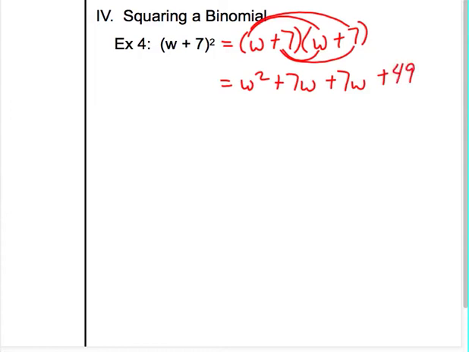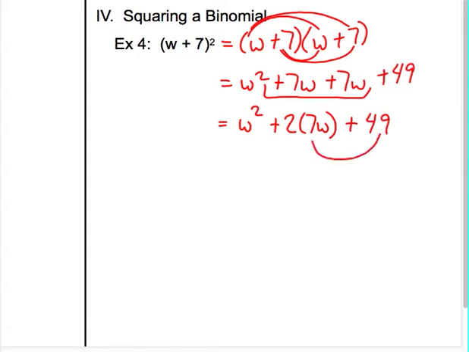So I'm going to write this a little differently than we saw before when we combined our like terms. Notice that my first term, w squared, is a perfect square. My middle 2 terms are the same thing, so I can rewrite that as 2 times 7w. And then my last term is a perfect square as well, and in fact, the square root of 49 is 7. And the square root of w squared is w. So those 2 square roots are doubled to give you the middle term. So I'll show you how this works when we're factoring.